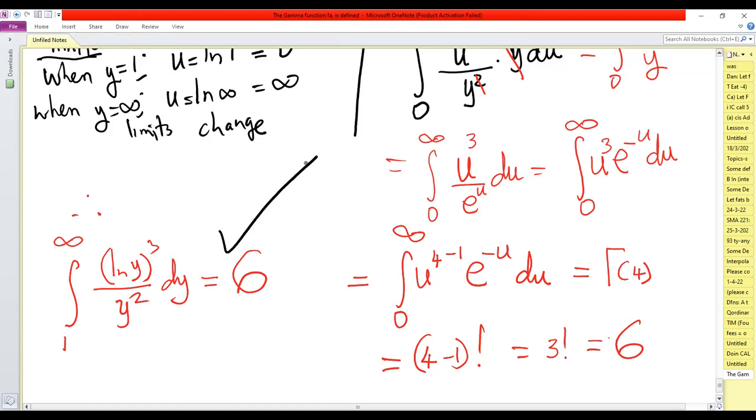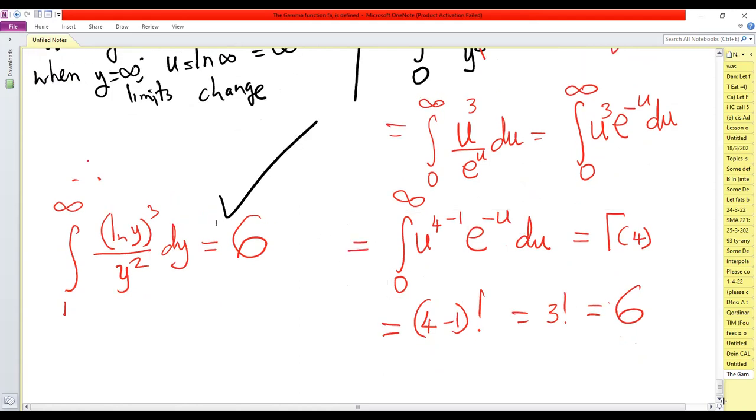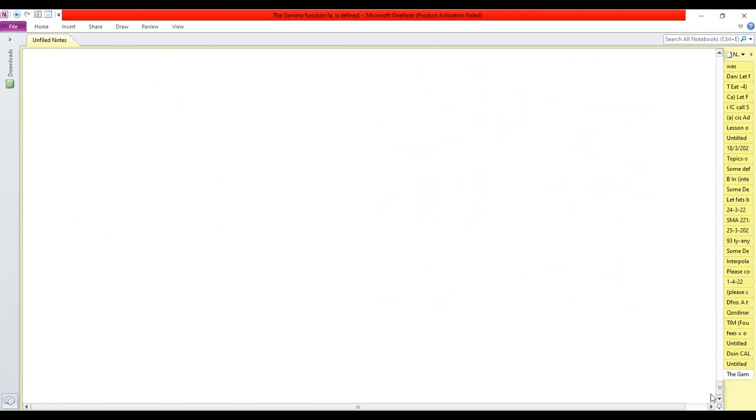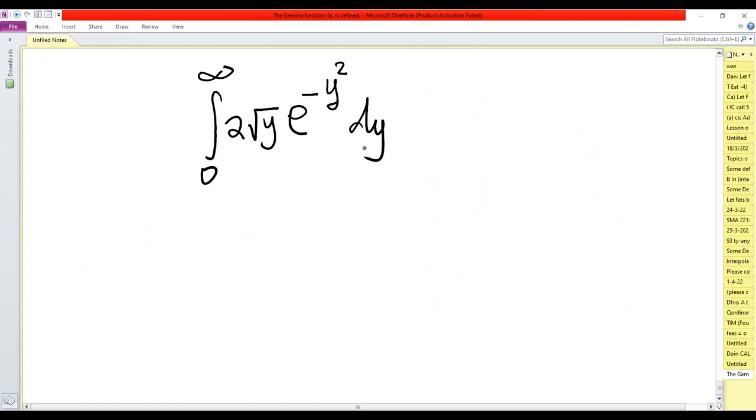And then the other part is to solve the value of the integral from 0 to infinity of 2 square root of y e raised power minus y squared dy. So I'll have the integral from 0 to infinity of 2 square root of y e raised power minus y squared, and then dy.